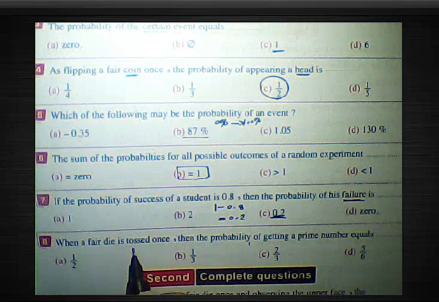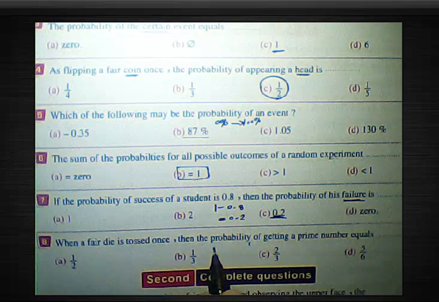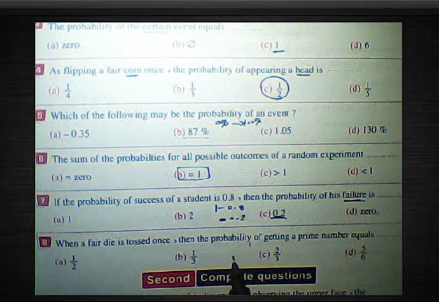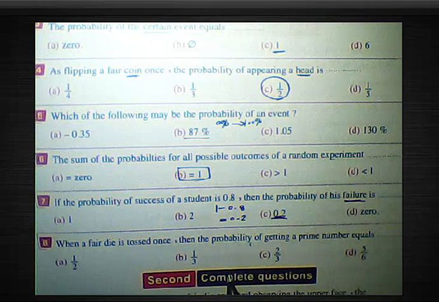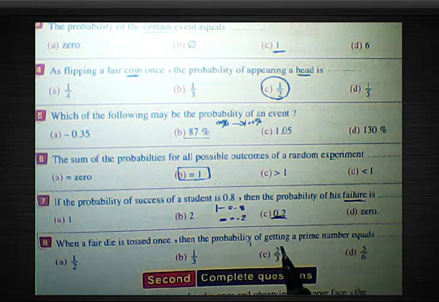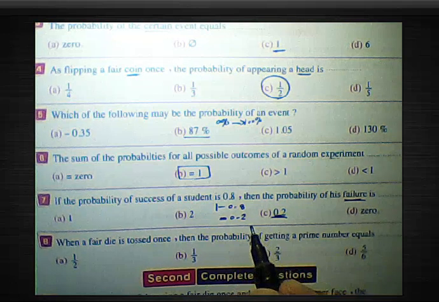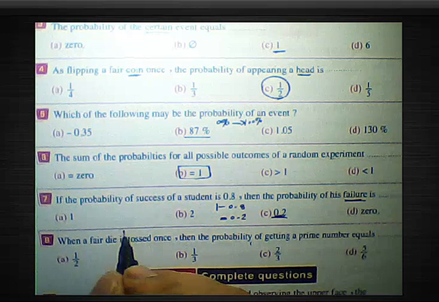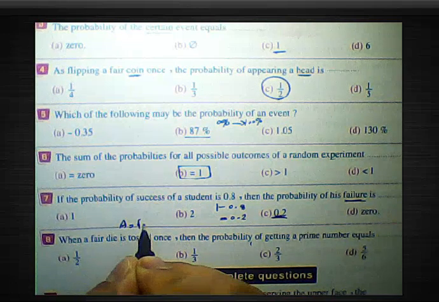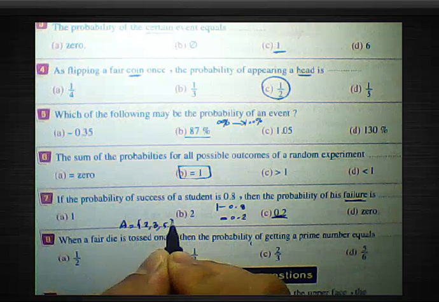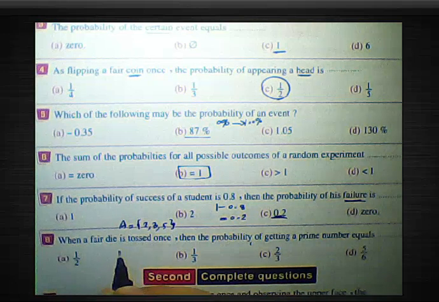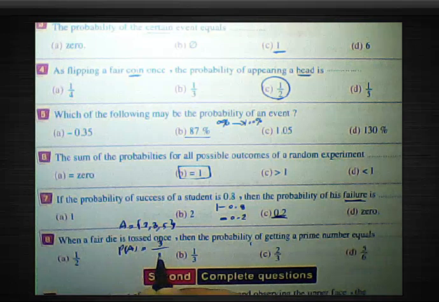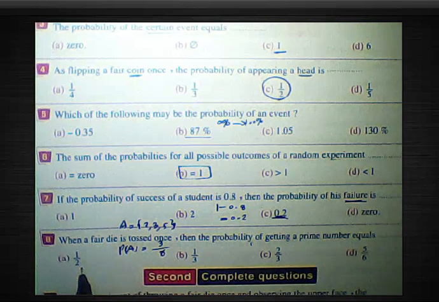A fair die is tossed once, then the probability of getting a prime number. We know a prime number only has 2 factors: it can be divided by itself and 1 only. So the result we must choose is 3 over 6, which equals half, because the prime numbers are 2, 3 and 5. We can count them. Probability of A: number of A equals 3 over the total equals 6. 3 over 6 is 1 over 2.